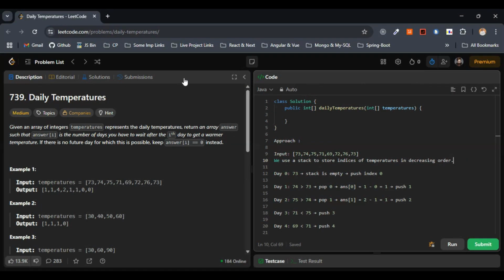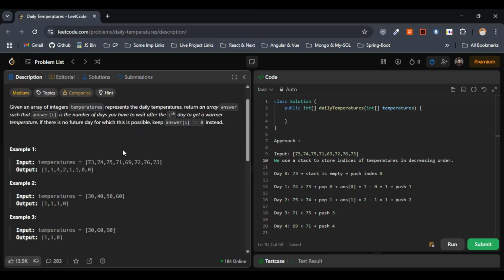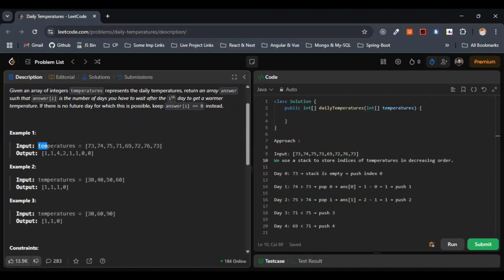Hi everyone, today let's solve problem number 739, Daily Temperatures. What the question states here is that we are given an array temperatures. You can clearly see in the input of example 1 that we are given this one array, temperatures. We have to return an array answer.